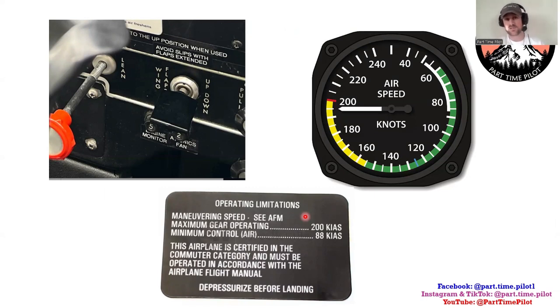So we kind of have some pictures here of what we're looking at. They can be found placarded onto the dashboard. So like here you see avoid slips with flaps extended. It's kind of placarded on here. Or this placard, it has more, as you can see, it says operating limitations, and it's got things about maximum gear operating speed, minimum control airspeed, and things like that. So they can be placarded on the actual dashboard.